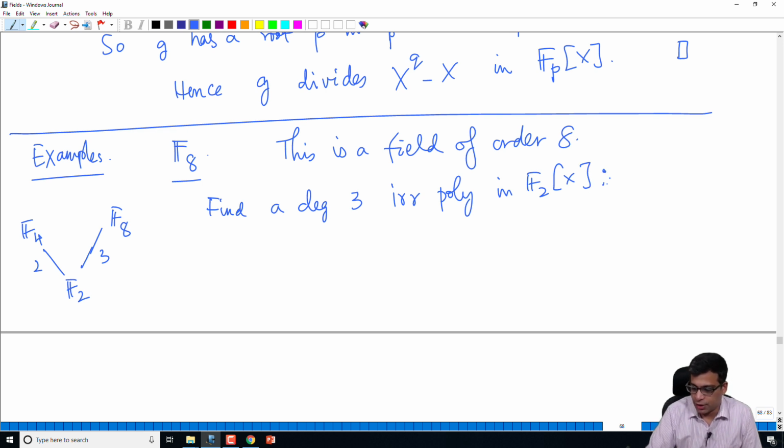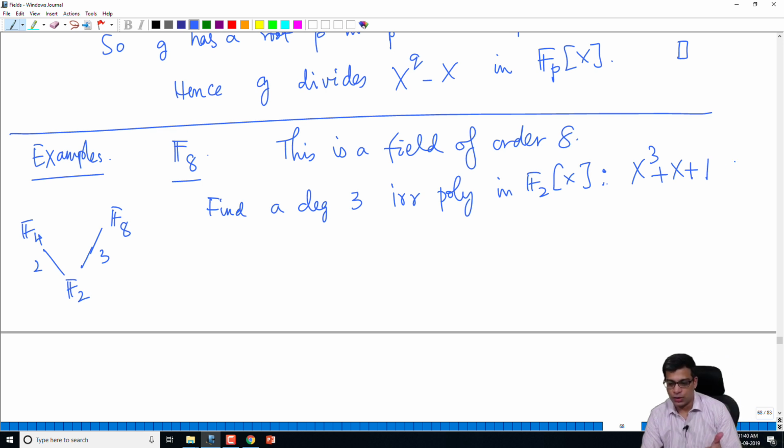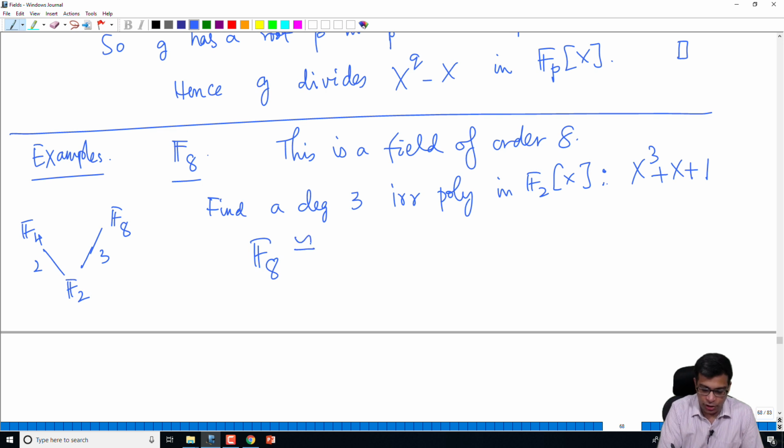Okay, so it is very easy to check, for example, the polynomial given by x cubed plus x plus 1. This has no root. 0 is not a root of this because 0 plus 0 plus 1 is 1, which is not 0. 1 is not a root of this because 1 plus 1 plus 1 is 1, which is not 0. This is irreducible, and F8 will be actually equal to F2[x] modulo x cubed plus x plus 1.